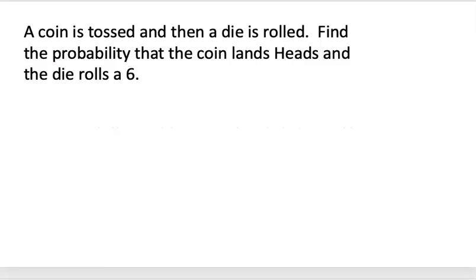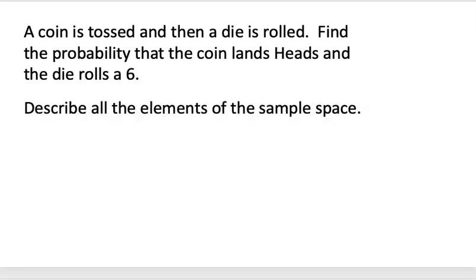This is Bob Capetta, and this lesson is the AND rule of probability. Our first exercise: a coin is tossed and then a die is rolled. Find the probability that the coin lands heads and the die rolls a 6.